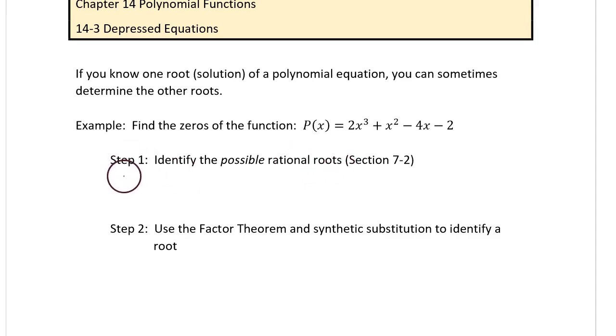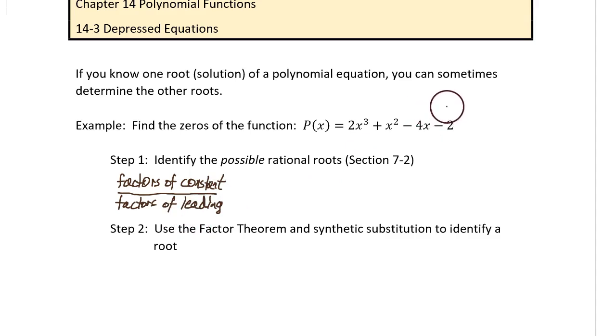This is where you take all of the factors of the constant term and divide by all of the factors of the leading term. This will generate a list of possible rational roots that divide evenly into the polynomial.